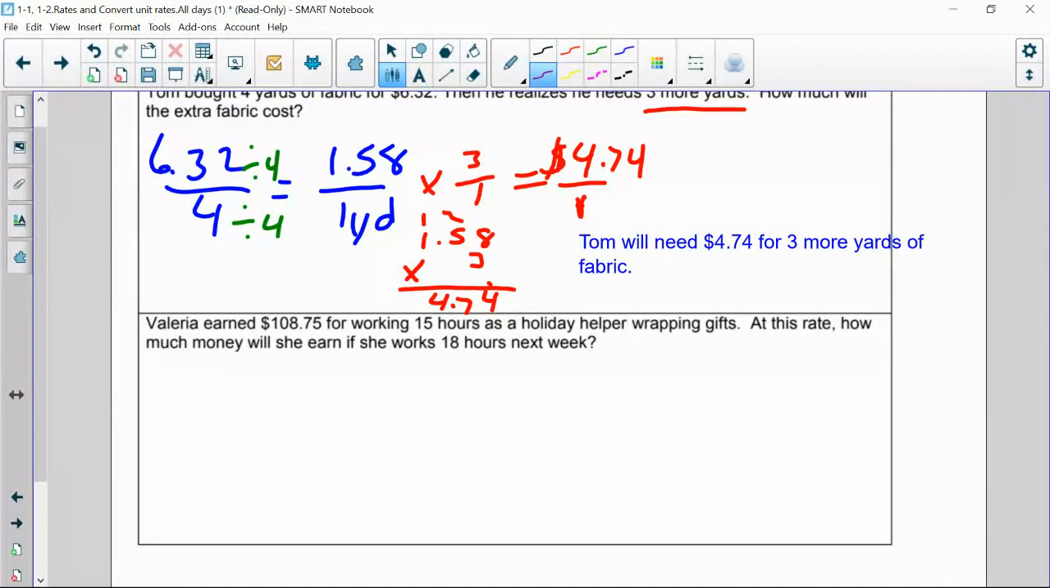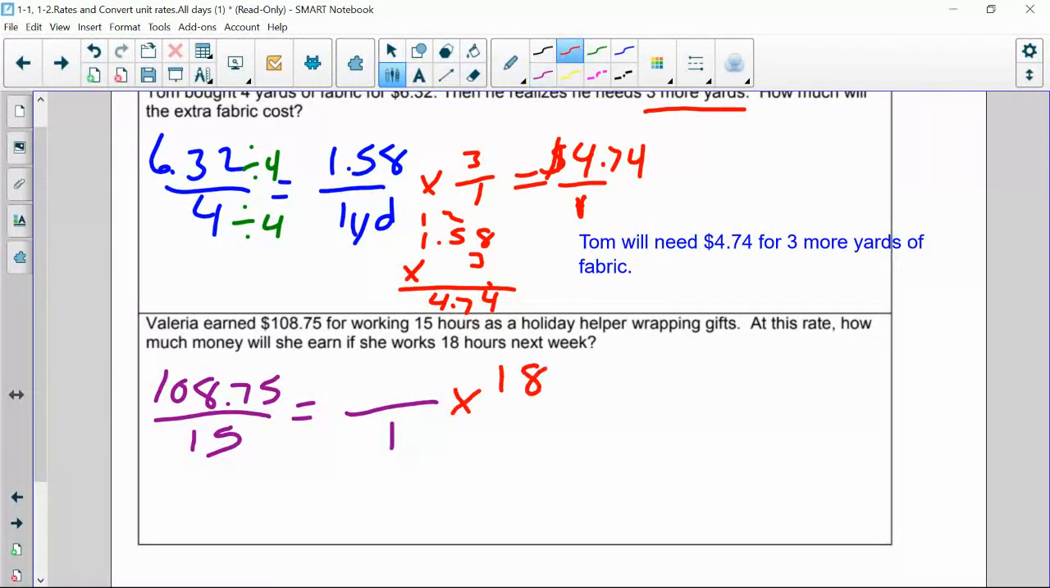There we go. So we know she made 108.75 for 15 hours. We're going to find out how much she makes for 1 hour, and then we're going to multiply that by our 18. And that will give us how much she will make in 18 hours.